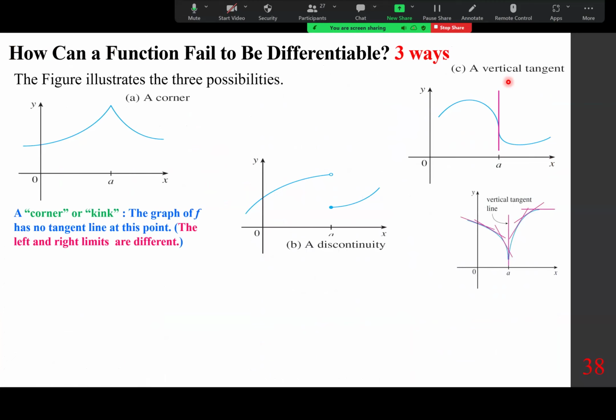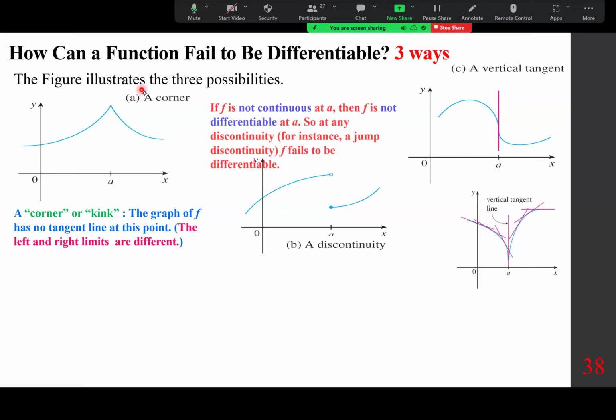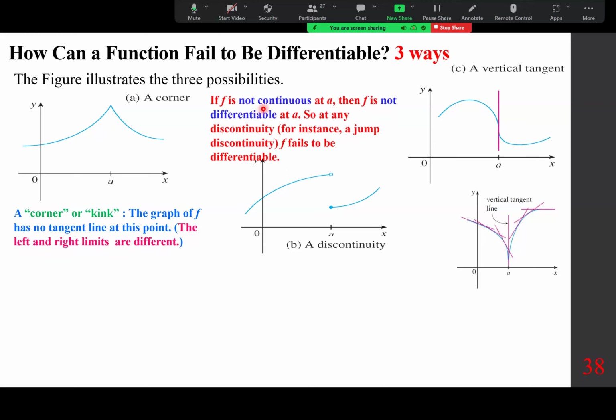So A, corner or kink. The graph of f has no tangent line at this point. The left and right limits are different. So where do you draw a tangent line? If f is not continuous at A, then f is not differentiable at A. So at any discontinuity, for instance, a jump discontinuity, f fails to be differentiable. So where do you put the tangent line again?